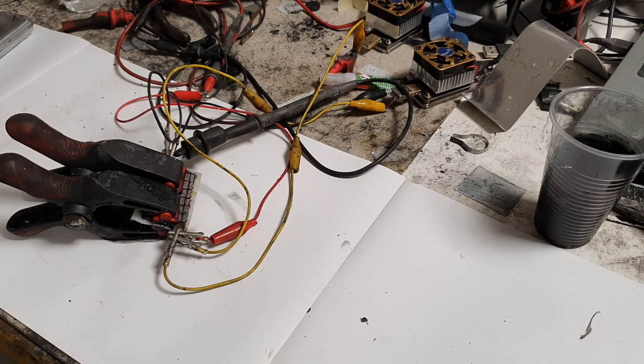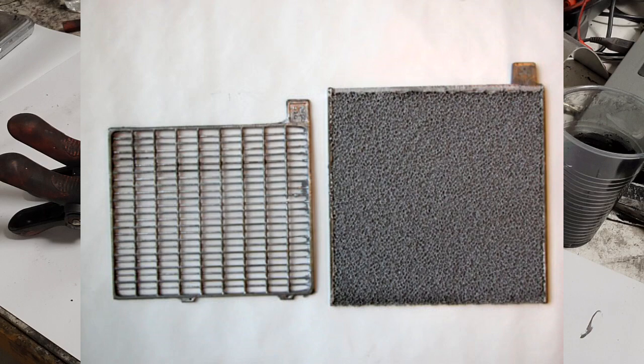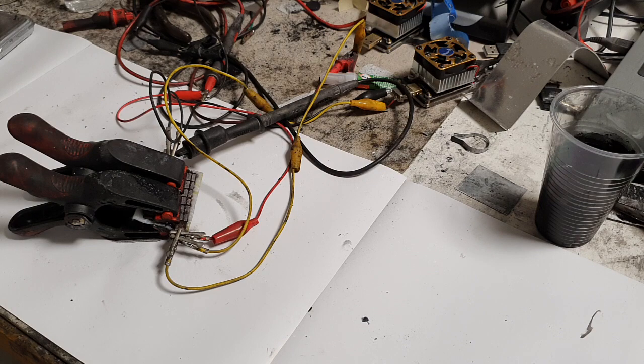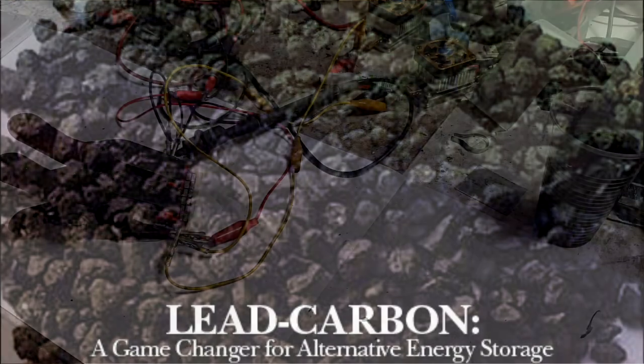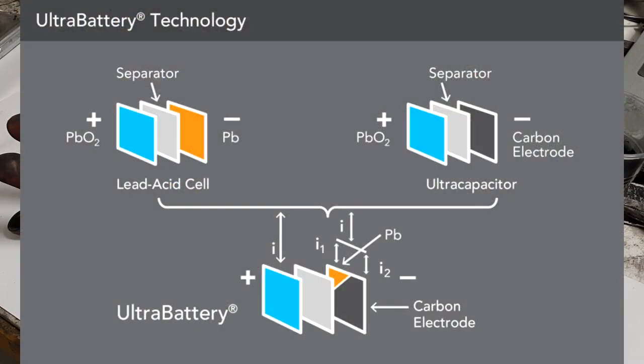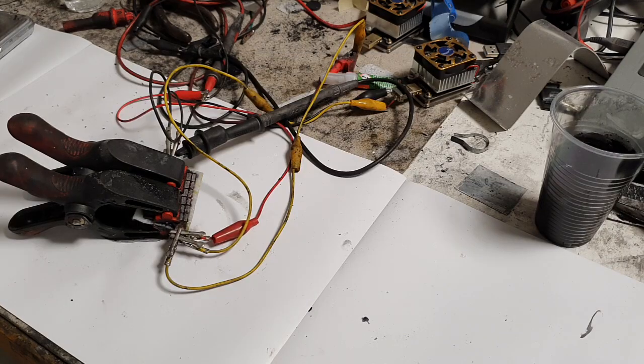So, what is lead carbon battery? Lead carbon battery is a modified version of lead acid battery. Basically, the only difference between lead carbon and lead acid battery is on the negative electrode. The lead carbon battery uses some carbon based material on the negative electrode. So the carbon based material together with lead powder gives you this modified version of lead acid battery.